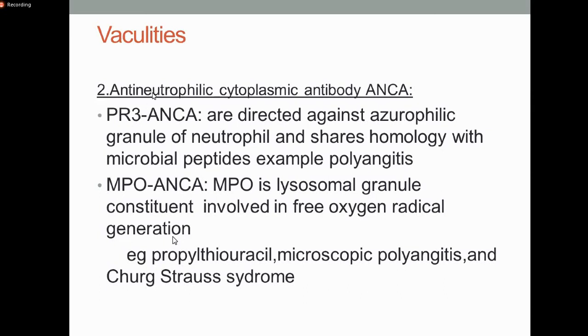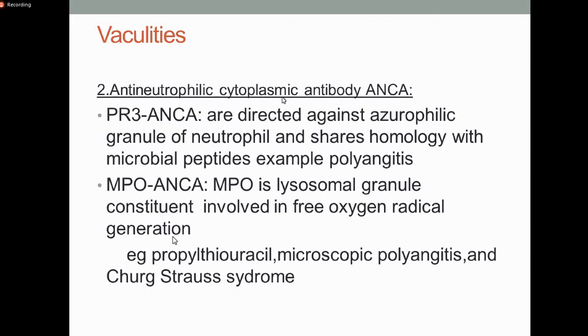Previously they used to be called just ANCA; now PR3 ANCA and MPO ANCA are the two types of ANCA antibodies. PR3 ANCA are directed against the azurophilic granule of the neutrophil, and they share similar homology with microbial peptides. For example, it is seen in polyangiitis, a type of vasculitis which we are going to discuss later on. So this is directed against the neutrophilic azurophilic granule.